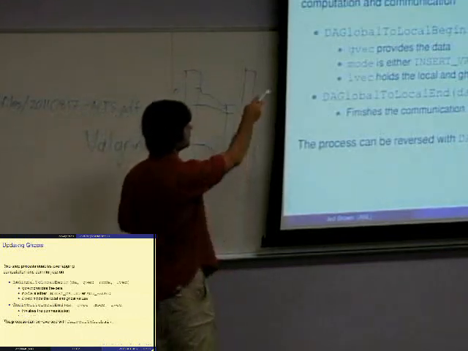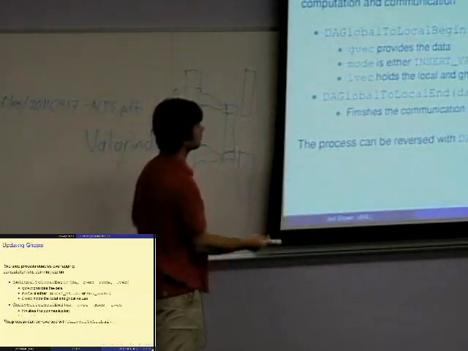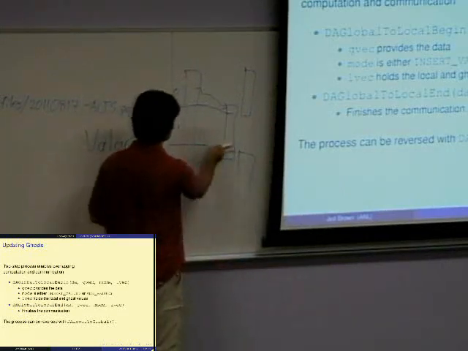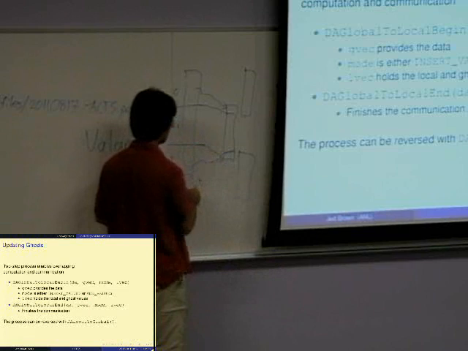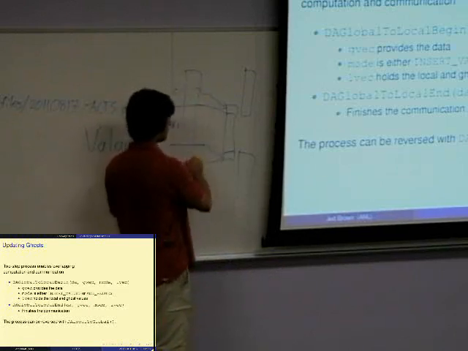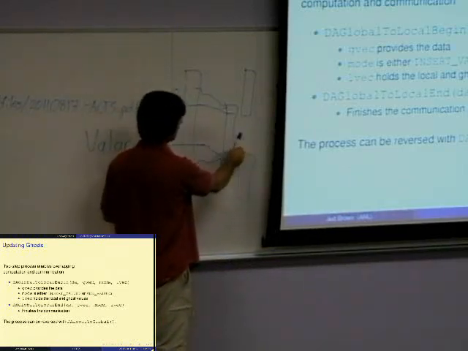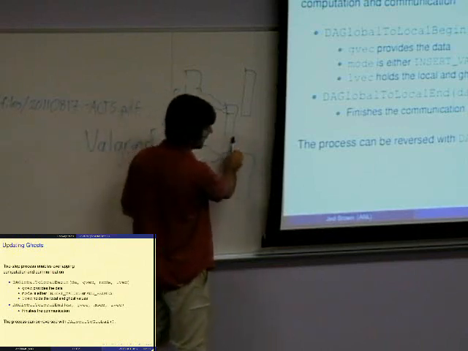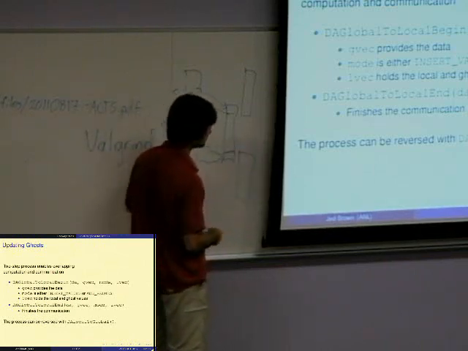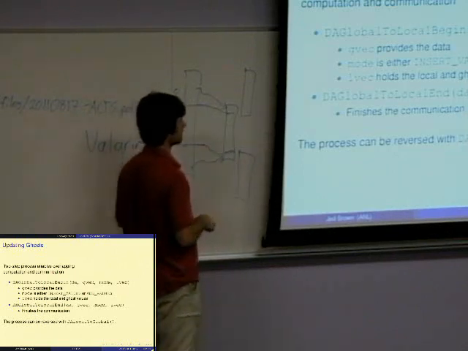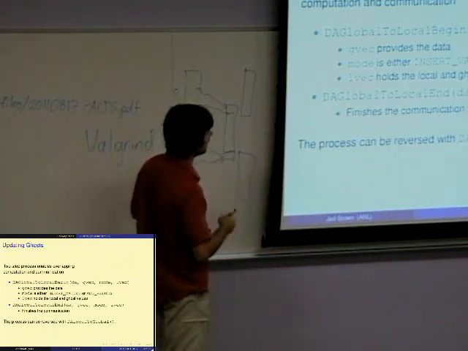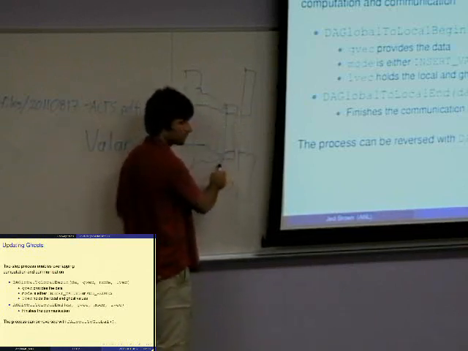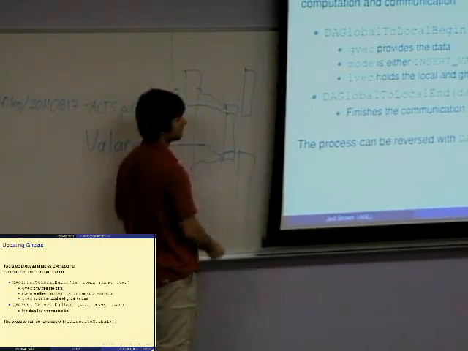And so working on the DA, you have this global to local begin and end. And so that's what does this scatter. So it moves from this parallel vector into a local vector. And you can contribute values the other way as well. So you can insert or add, or take maximums and things like that. That gets you this piece that you're going to work with locally and involves no communication while you're over here.